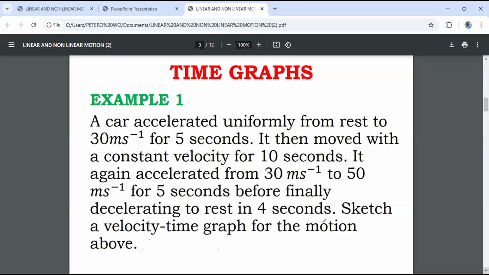Okay, so that is our question. We are having a car coming from rest to 30 meters per second in 5 seconds. Then it moves with a constant velocity for 10 seconds. After that, it accelerates again from 30 to 50 for 5 seconds. And then the deceleration is 4 seconds.